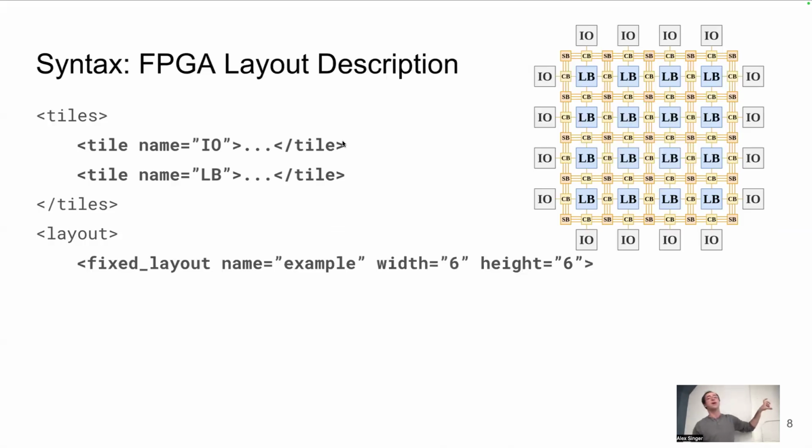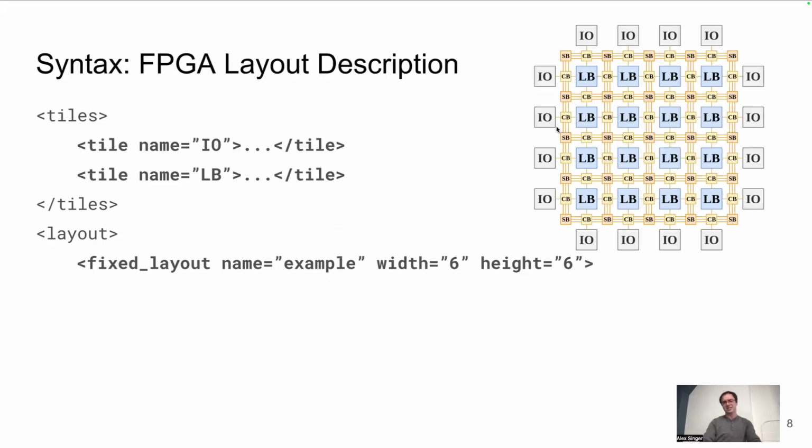Anyways, so in VPR, you can have many fixed layouts. And so you could actually have many of these fixed layout tags. And then in VTR, you can say, I want to use the example fixed layout, or I want to use another fixed layout. This allows you to have many devices in your architecture description file. And for my fixed layout, I fixed it by saying it has a fixed width of 6 and a fixed height of 6. So that's this one right here.